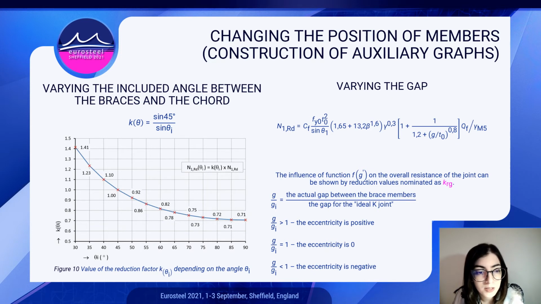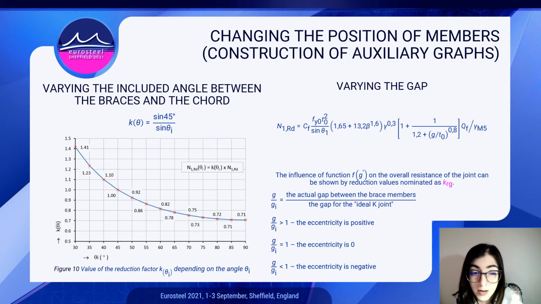Up until now, I have been analyzing an ideal K joint, but applying the nomogram for different positions of members comes into question. In order to be able to apply the nomogram for different positions, we need to vary the gap and the included angles between the braces and the chord. For different values of the included angles, we have to multiply the design resistance of the ideal K joint with this factor. Different values of this factor are given in this graph for the included angles between 30 and 90 degrees. So this first graph is the first auxiliary graph.